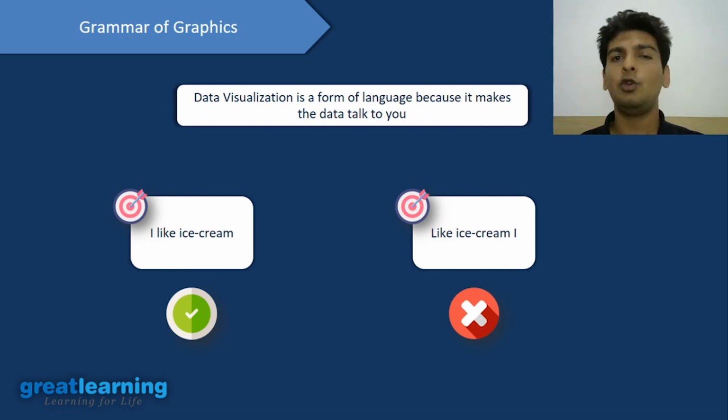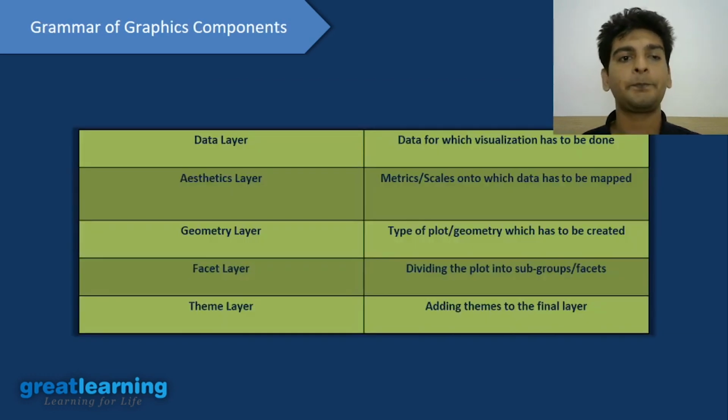Let's say there are two people, Sam and Matt, and they want to communicate with each other. Then they need to know a common language, and both of them need to follow a certain set of grammatical rules to speak with each other. If I make a statement such as "I like ice cream", then it would make complete sense because it follows the associated grammatical rules. But on the other hand, if I make a statement such as "like ice cream", it will make no sense at all because it does not follow any grammatical rules.